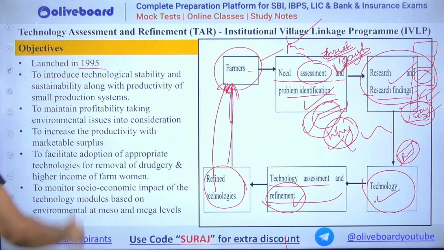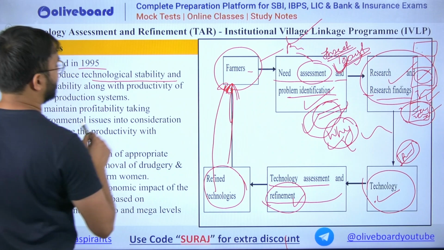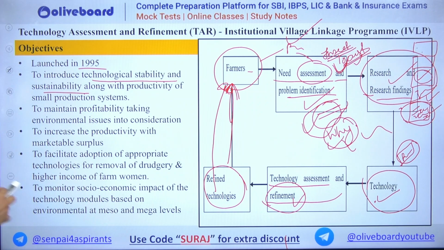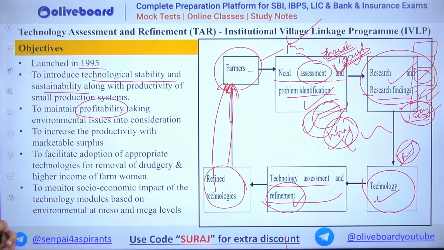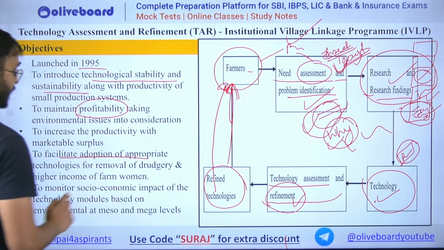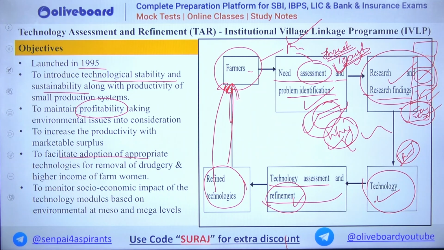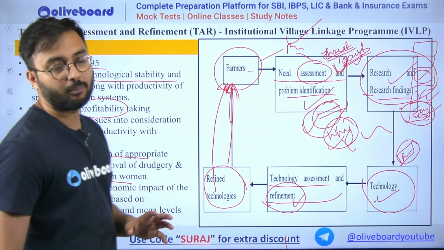It was launched in 1995, introduced technological stability and sustainability along with the productivity of small production systems. So to maintain the profitability by even taking into consideration environmental issues. Now if you see, it facilitates adoption, that is of course choosing appropriate technologies for removal of drudgery and higher income for farm women.